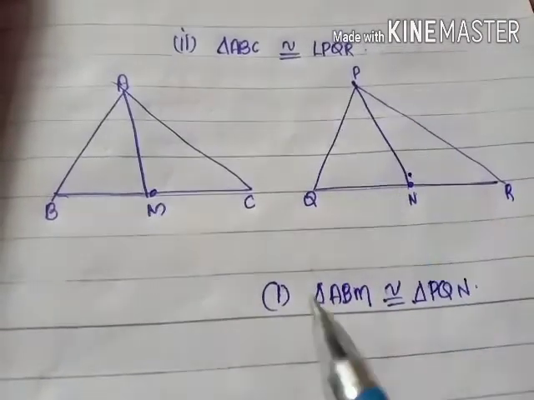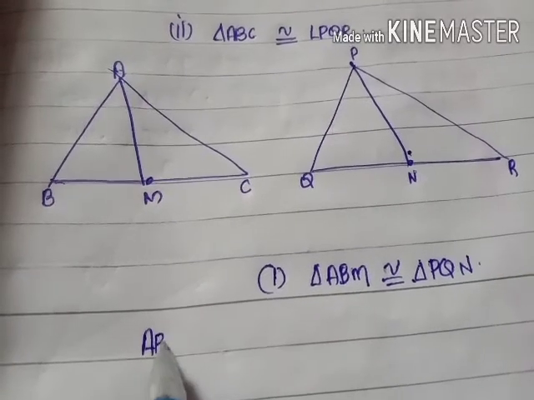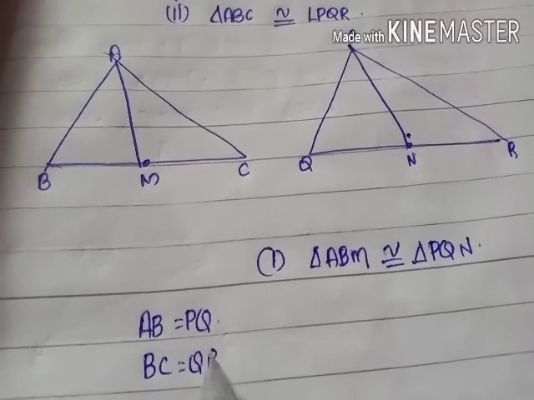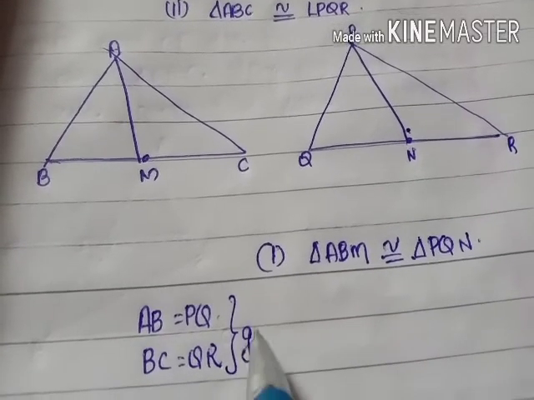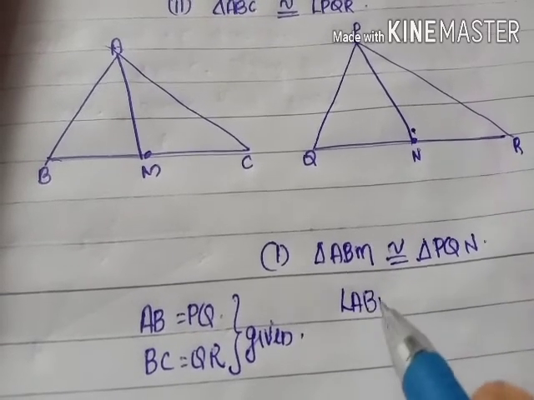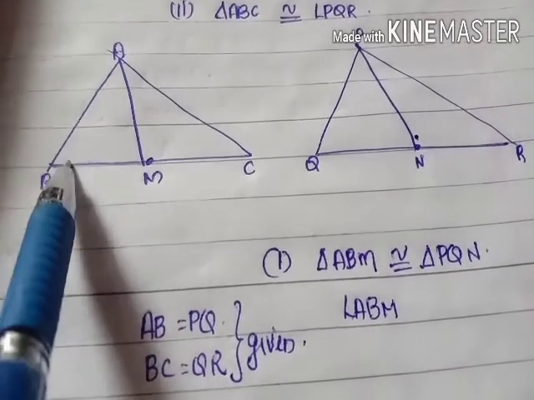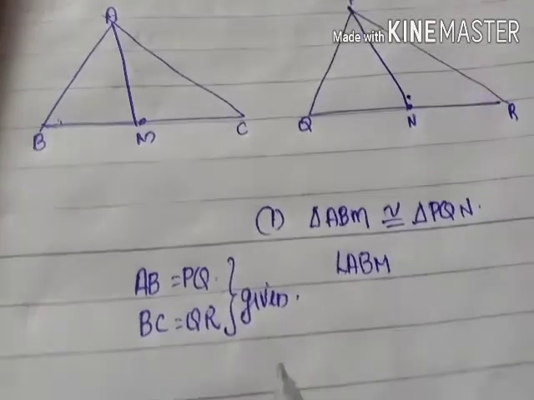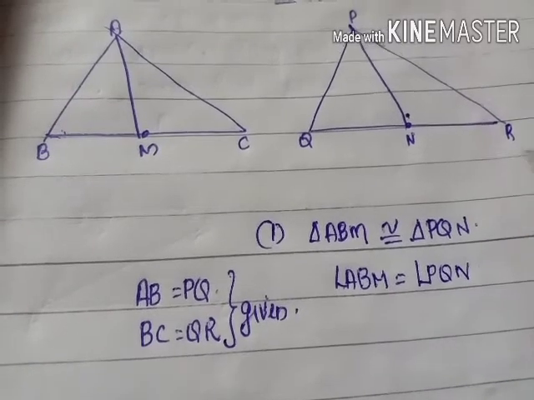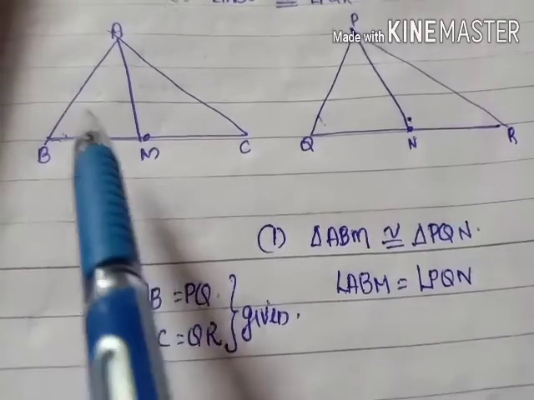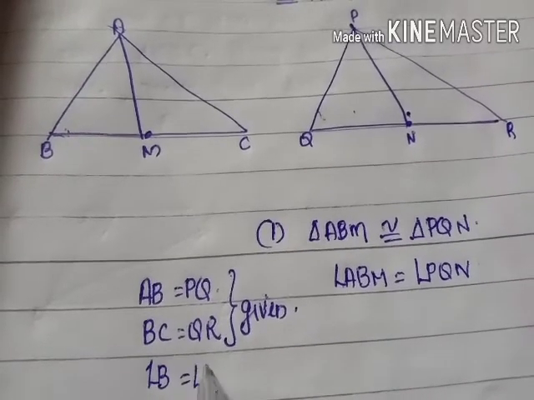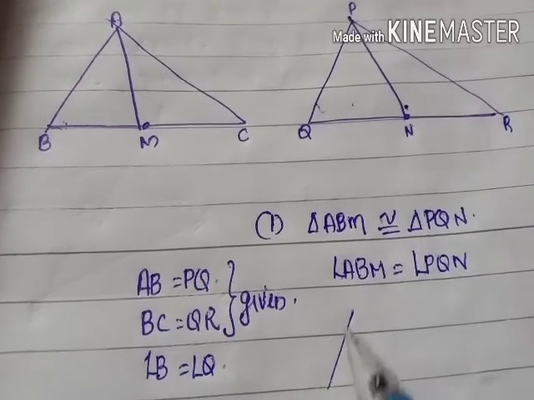So in these two triangles, in the question it is given that AB and PQ, these sides are equal as well as BC and QR are equal. Okay. Now look at here. From this we can write angle ABM, this angle. Angle ABM and angle PQN. These two angles are equal by CPCT rule. So angle ABM and angle PQN means it is angle B and angle Q.